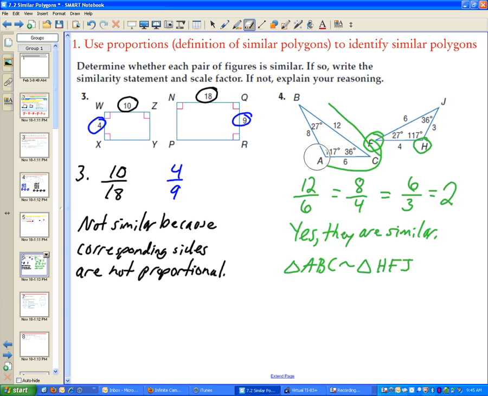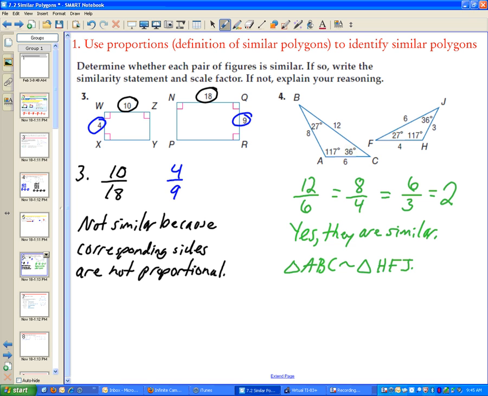Now, is that the only correct similarity statement? No, but if I switch this one around, like for instance, if I called it triangle BCA, then I'd have to call the other one, let's see, FJH, wouldn't I? So you can do that. That's not incorrect. Just make sure you match up the corresponding parts. And I've still got to list the scale factor. We've already figured it out.